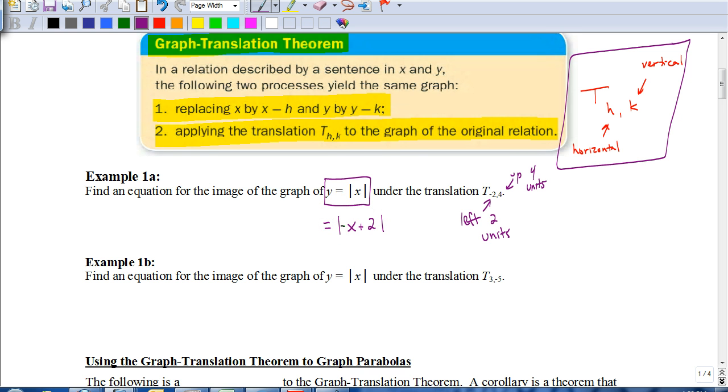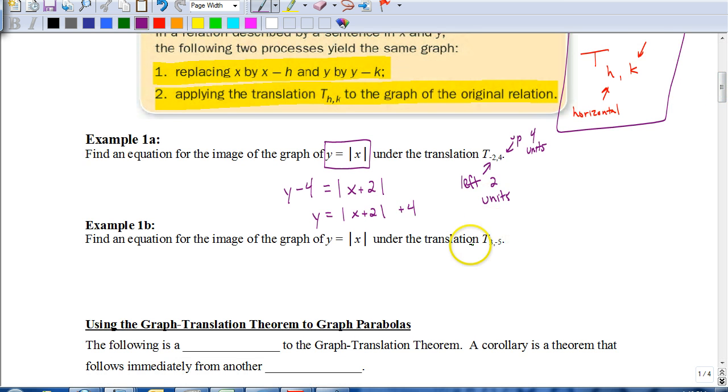And my graph translation theorem tells us to replace y with y minus k. k is a positive 4, so I'm just going to write it as y minus 4. We can simplify this to say that y equals the absolute value of x plus 2, and then the plus 4 would go on the outside of the absolute value.